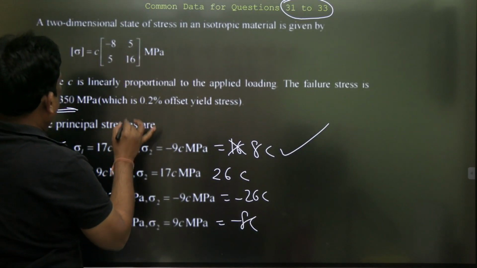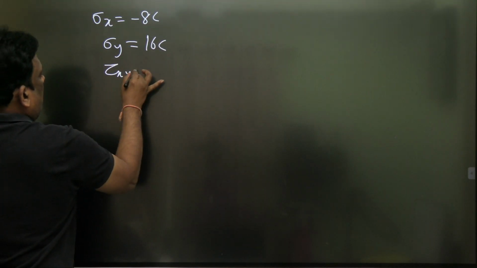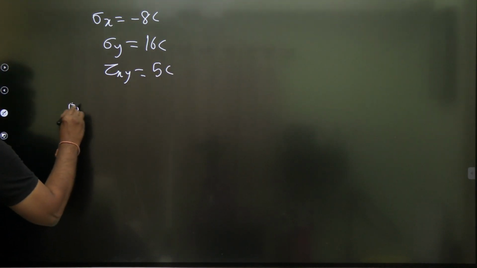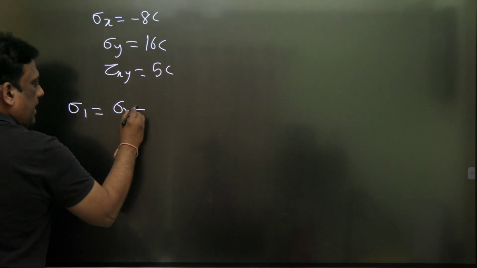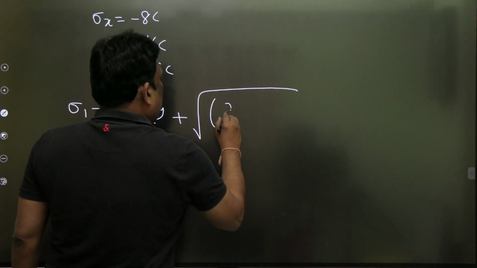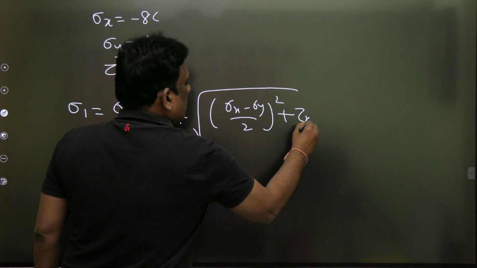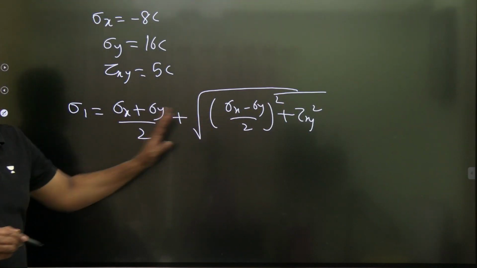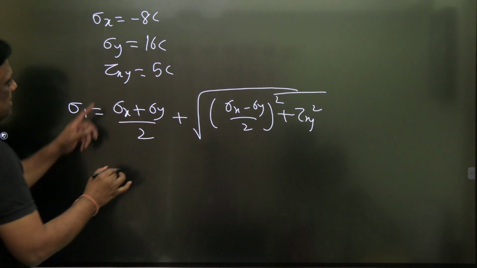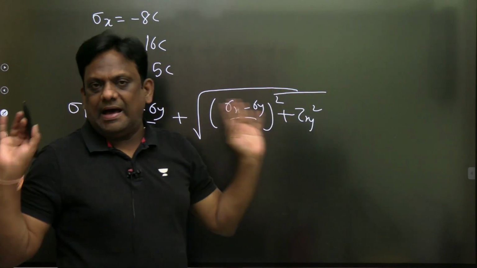Sigma y is equal to 16c and tau xy is equal to 5c. No problem at all. If you want sigma 1, it will be (sigma x plus sigma y) by 2 plus under root of ((sigma x minus sigma y) by 2) whole square plus tau xy square. If you just substitute, you get sigma 1. Similarly, if you want sigma 2, you put it minus. Sigma x, sigma y and tau xy are known. If you substitute, you'll get the same answer.